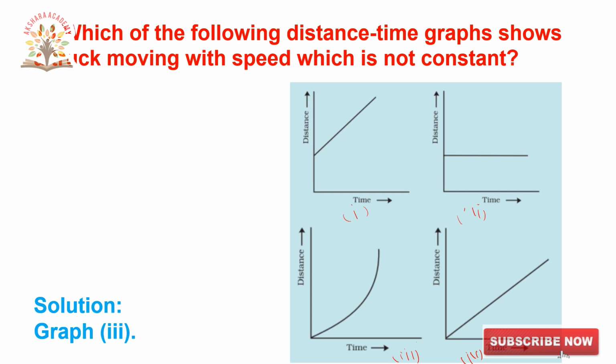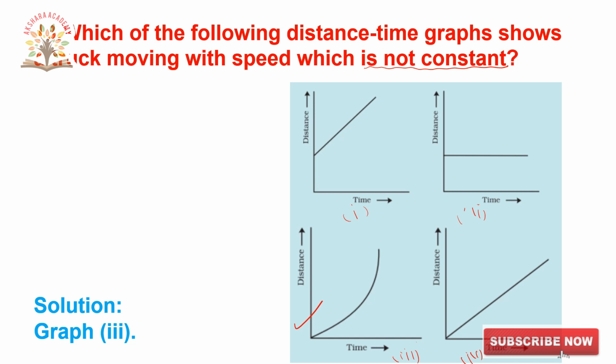Why? Because here, if you are increasing the time, distance once increases and once decreases. See here, it is not constant. In this case, if you are increasing the time, distance remains constant. Here, uniform speed, these are equal distances in equal intervals of time. Here, unequal distances in equal intervals of time in graph 3. So that's why we are telling that in graph 3, speed is not constant. So it is a non-uniform speed.